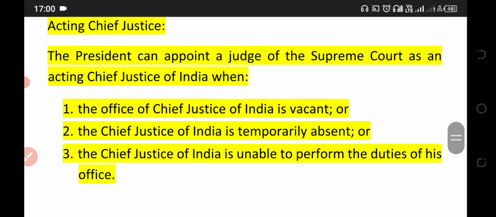Acting Chief Justice. The President can appoint a judge of the Supreme Court as an acting Chief Justice of India when the office of the Chief Justice of India is vacant, when the Chief Justice of India is temporarily absent, or when the Chief Justice of India is unable to perform the duties of his office.